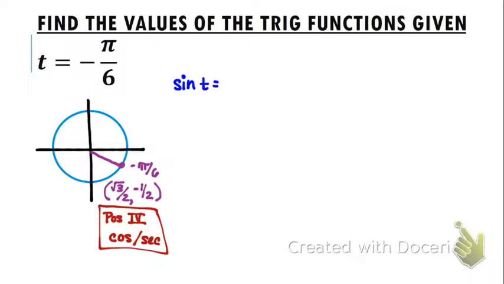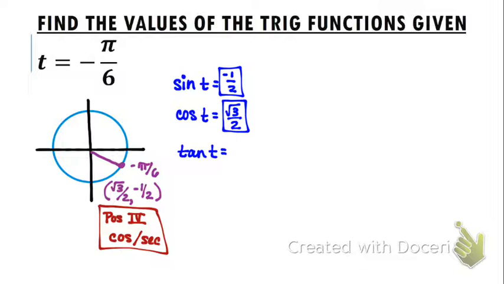What is sine of negative pi over 6? Negative 1/2. What is cosine of negative pi over 6? Yep, square root of 3 over 2. So what's tangent? Yeah, we'd have negative 1/2 over square root of 3 over 2.